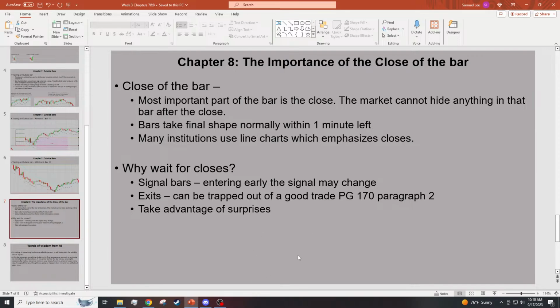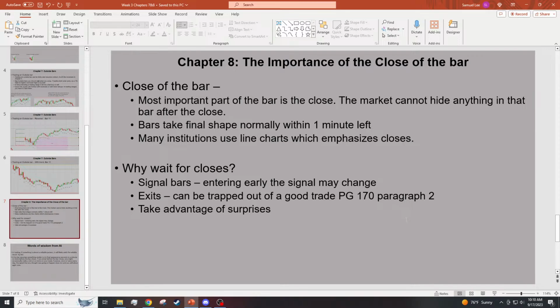So the last thing I'll say is exits. I would recommend reading this paragraph, but sometimes, and I'm guilty of it too, you get anxious when you're close to a take profit, or you just enter a trade and you're like, damn, I want this to go my way rather quickly, which is a normal feeling.